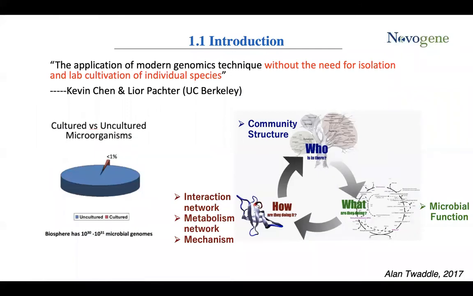So let's first look at it. What is shotgun metagenomic sequencing? These two researchers, Kevin and Liar from University of California, Berkeley, say shotgun metagenomics is the application of modern genomic techniques, which does not need isolation and lab cultivation of individual microbial species.